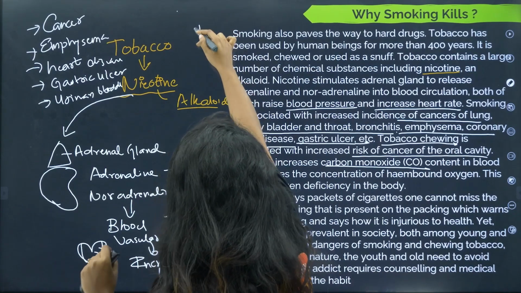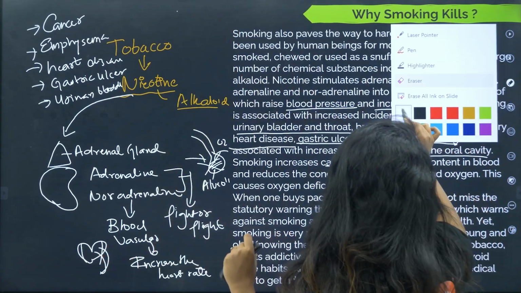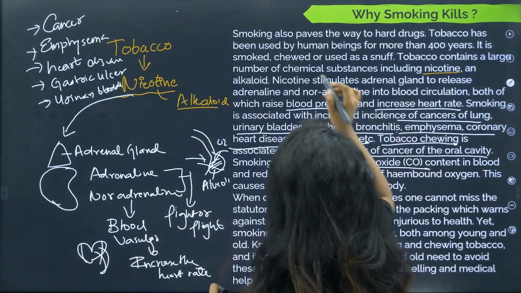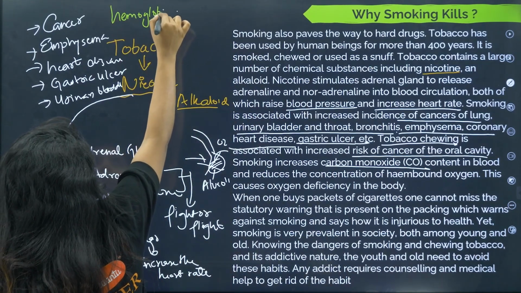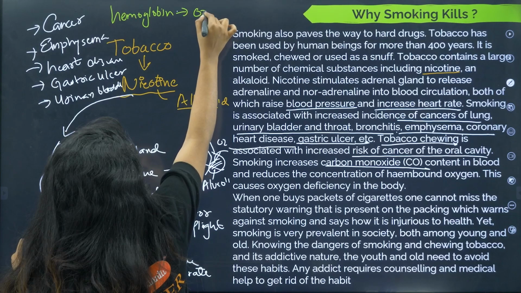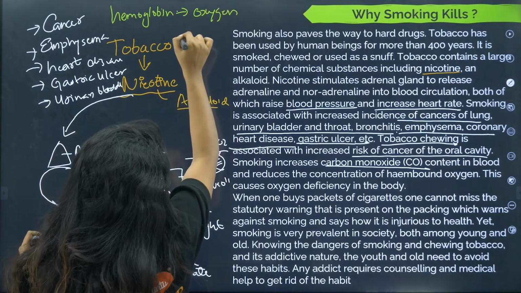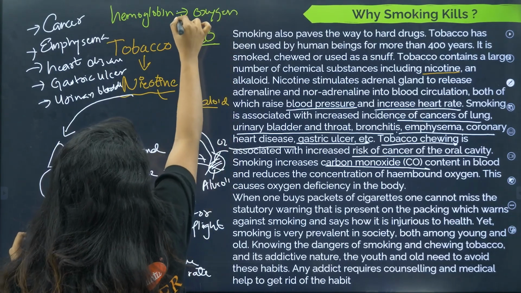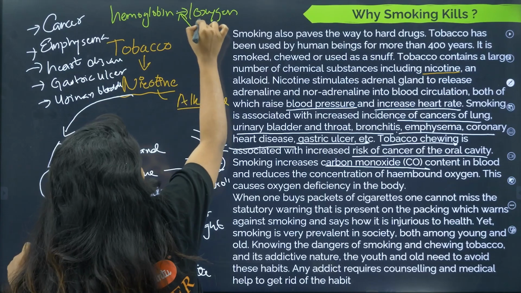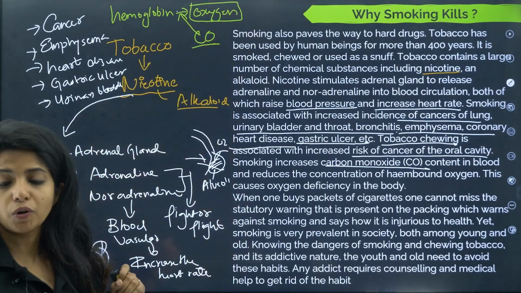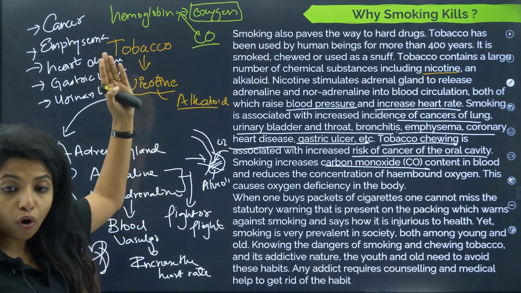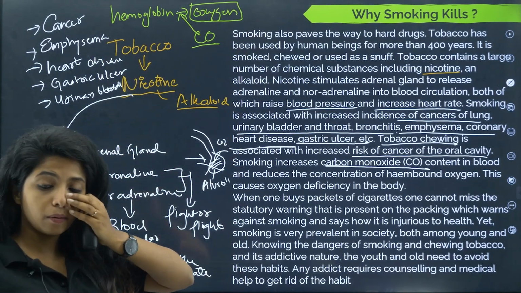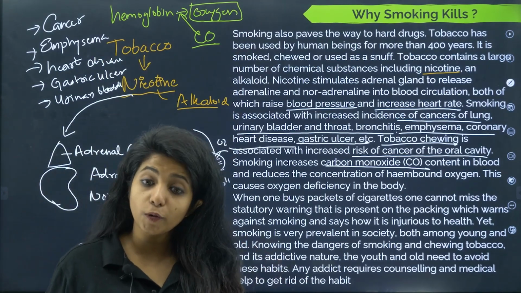Usually, our hemoglobin is friends with what? Oxygen. But when it sees carbon monoxide, both of them attach and they exclude oxygen. So, will you be able to transport oxygen if your hemoglobin is not attached to oxygen? No. So obviously, in this way, you are impairing your body with a deficiency of oxygen also.